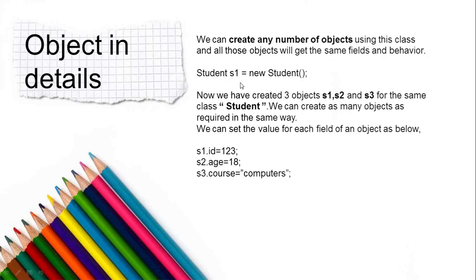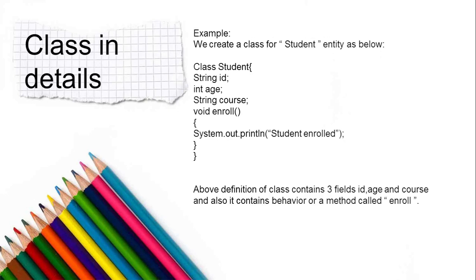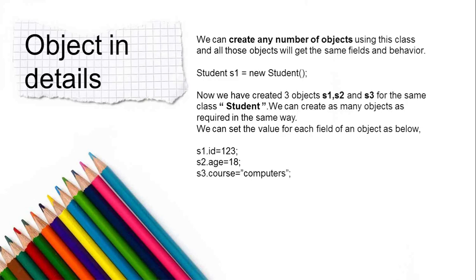Similarly, we can create many objects. Instead of S1, in the next line you can write S2, S3, S4, S5. All will be objects of the class Student. That is, these objects will hold the data members like ID, age, and course. Understood? And these objects can call the methods of the class Student, which is enroll, as you have seen in the last slide. So all these properties, string ID, integer age, string course, and method enroll, can be accessed by S1, S2, S3, and whatever objects of the class Student you create.